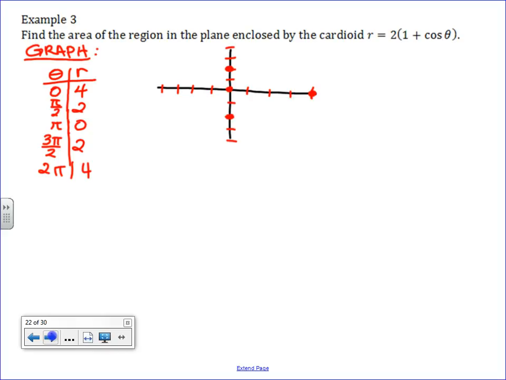Technically, could we plug in pi over 4? Yes, but just a hint, pi over 4 is yucky. What's a good cosine value? Pi over 3, right? Let's plug in pi over 3. Cosine is 1/2. 1 plus 1/2 is 3/2. 3/2 times 2 is 3. Remember, it's a radius. That's why I go circle. If I plug in 2 pi over 3, cosine is -1/2. 1 plus -1/2 is 1/2. 1/2 times 2 is 1. It's only 1? Oh, it's right there. Huh. What's going on?